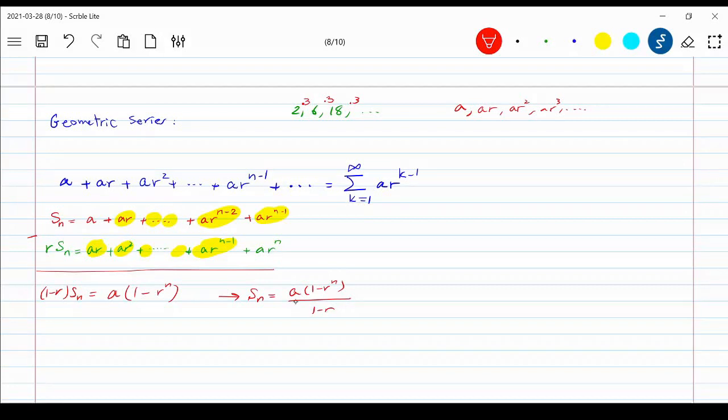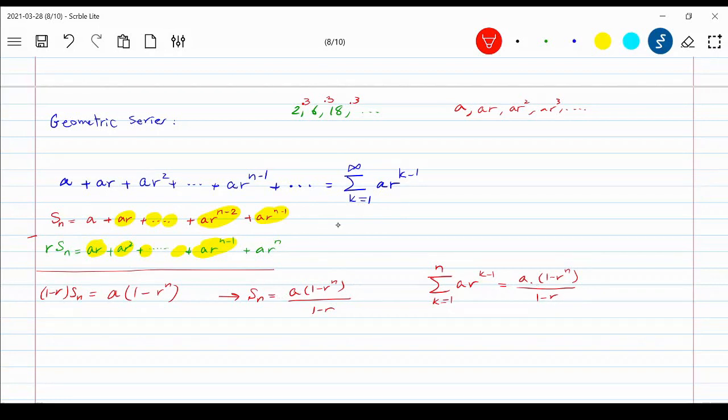So this is the sum of the first n terms of a geometric series. So if they write a geometric series, you can say the sum of a r^(k-1), k from 1 to n, is exactly a(1 minus r^n) divided by 1 minus r.